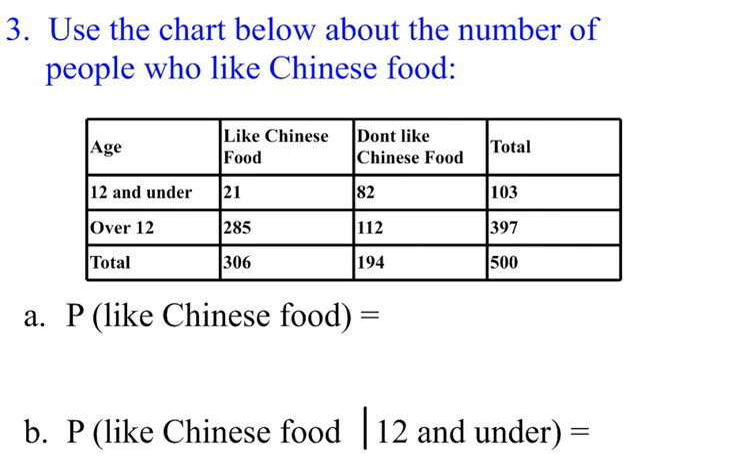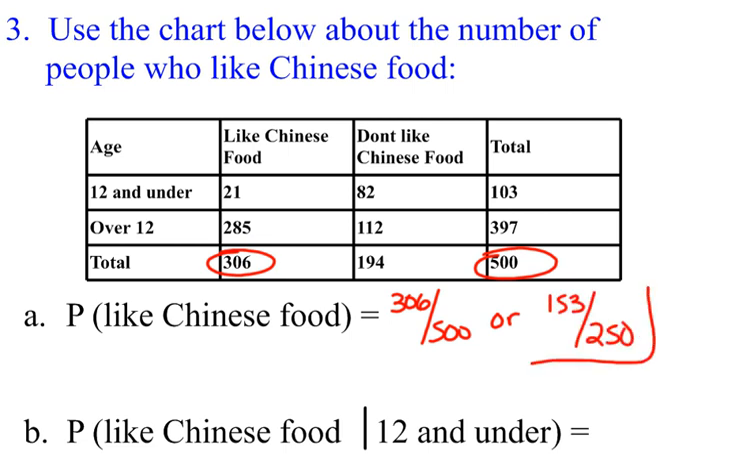So for that, we're going to just go to how many people like Chinese food, 306, and they surveyed a total of 500 people. So we would say our probability for that is 306 people out of the 500 surveyed like Chinese food. Or if we reduce that fraction, there would be our answer.